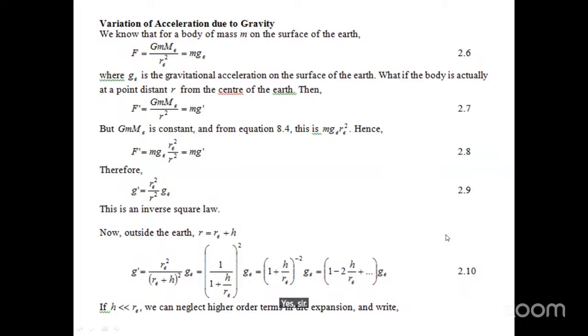Variation of acceleration due to gravity. Note that for a body of mass m on the surface of the Earth, F is G m Me over Re squared, where Re is the radius of the Earth, and g is the gravitational acceleration on the surface of the Earth.